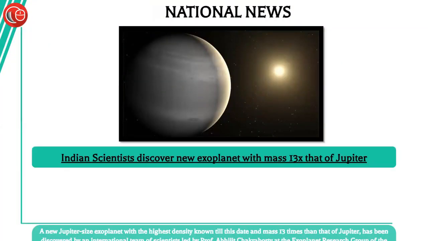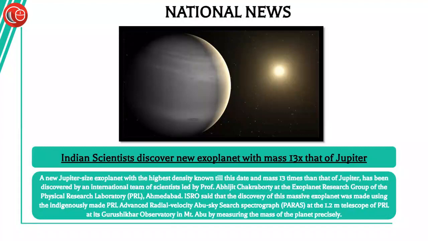Moving on to an update in the field of science, Indian scientists have recently discovered a new exoplanet with a mass 13 times that of Jupiter. So, a new Jupiter-sized exoplanet with the highest density known to date, and also a mass which is 13 times that of Jupiter, has recently been discovered by an international team of scientists, led by Professor Abhijit Chakraborty at the exoplanet research group of the Physical Research Laboratory, which is based out of Ahmedabad.